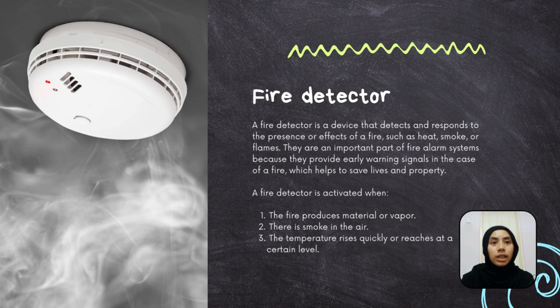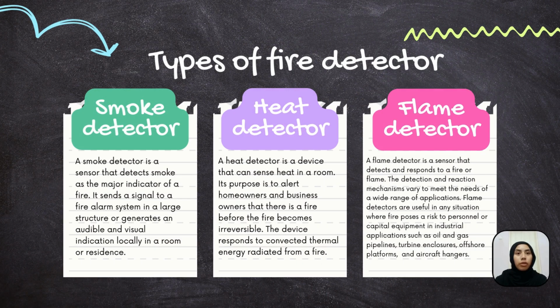A fire detector is activated when the fire produces materials or vapor, there is smoke in the air, or the temperature rises quickly or reaches a certain level. There are three types of fire detector: smoke detector, heat detector, and flame detector. First, smoke detector. A smoke detector is a sensor that detects smoke as the major indicator of a fire. It sends a signal to a fire alarm system in a large structure or generates an audible or visual indication locally in a room or residence.